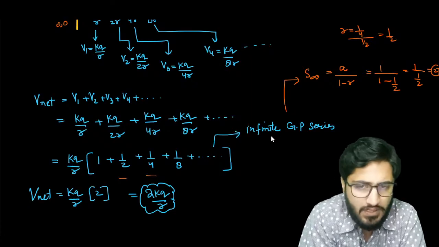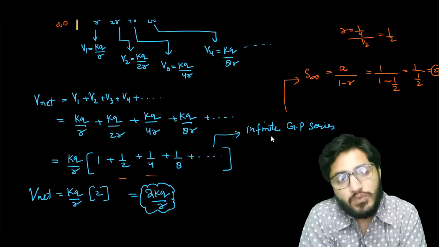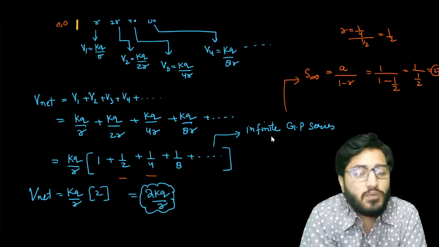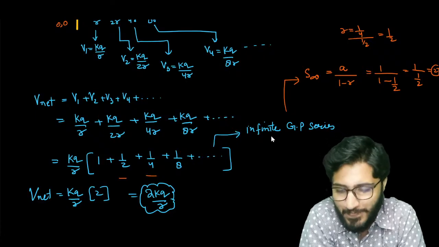Very easy now. So look, here you can see we have added two concepts. One is the GP series. The second one is the superposition of your potential.